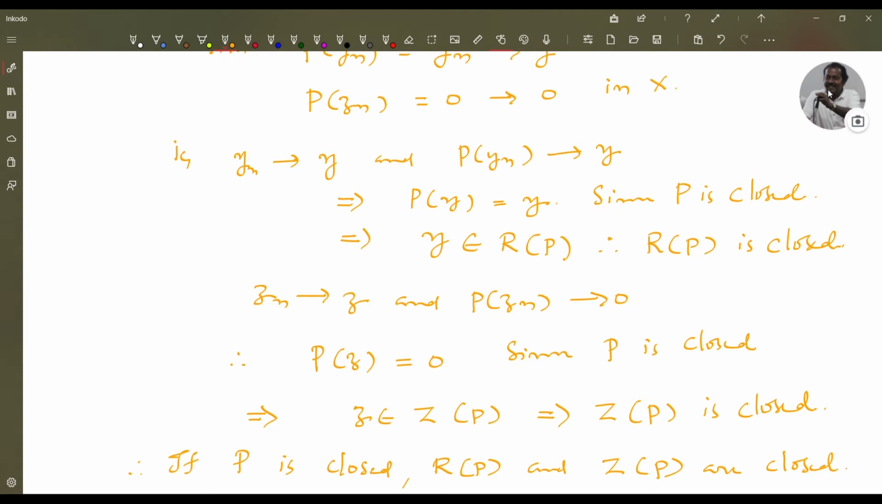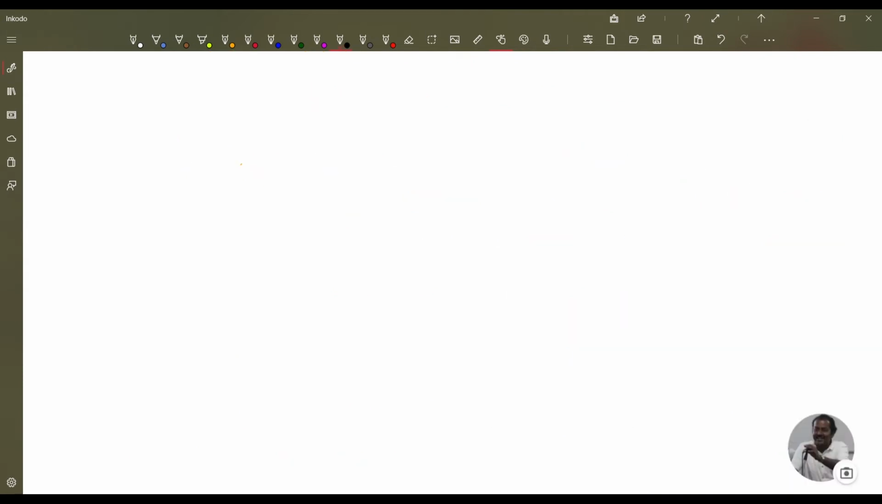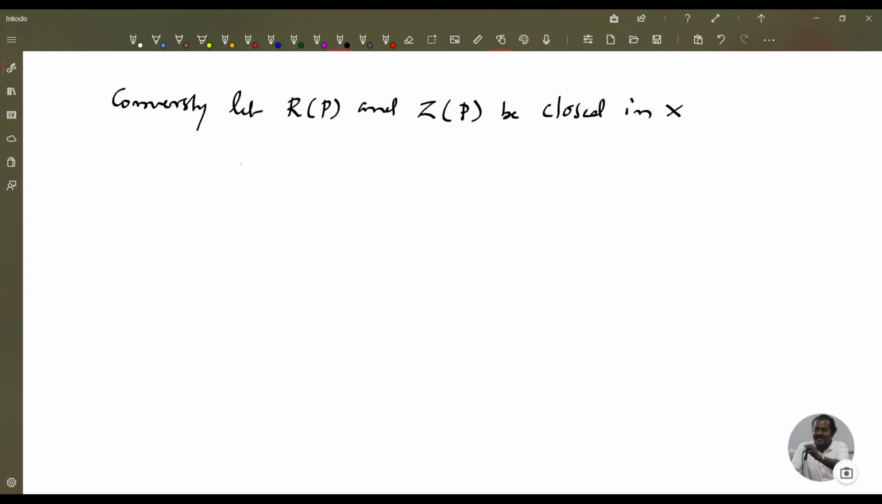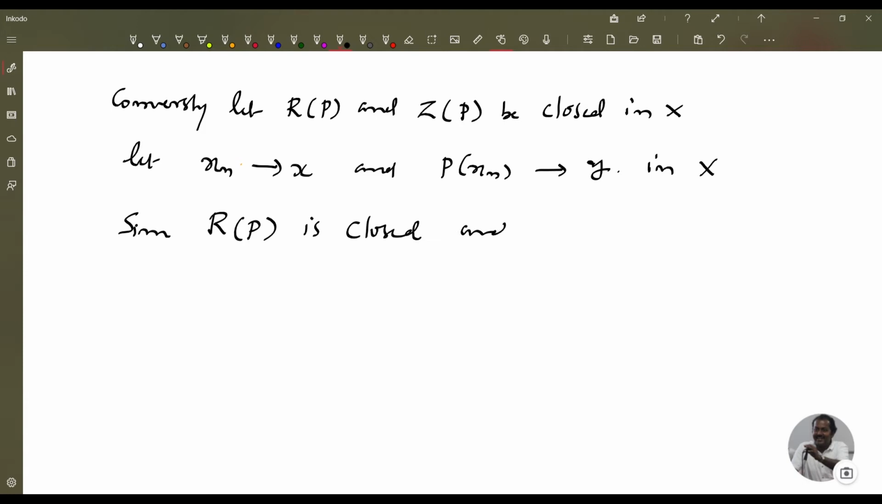Now we prove the converse. So conversely, let R of P and Z of P be closed in X. We have to show that P is a closed map. Let Xn converge to X and P of Xn converge to Y in X. We have to show that P of X is equal to Y. Now since R of P is closed and P of Xn belongs to R of P, we have Y belongs to R of P. This is because P of Xn converges to Y and R of P is closed.